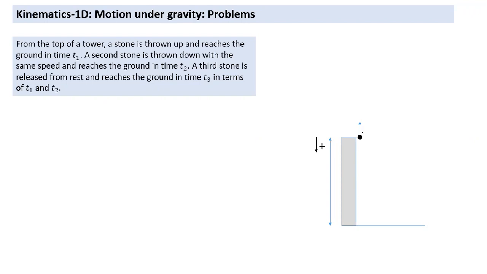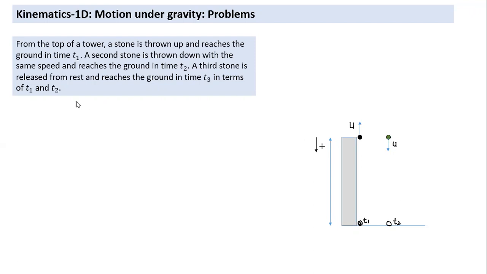This first stone is thrown up. Let's say it's thrown up with the speed u. It reaches the ground at time t1. So it will go up and fall back, and this one hits the ground at time t1. The second stone is thrown down with the same speed. So if this was u up, this is u down. And this would have taken less time than t1. Here it reaches the ground in time t2.